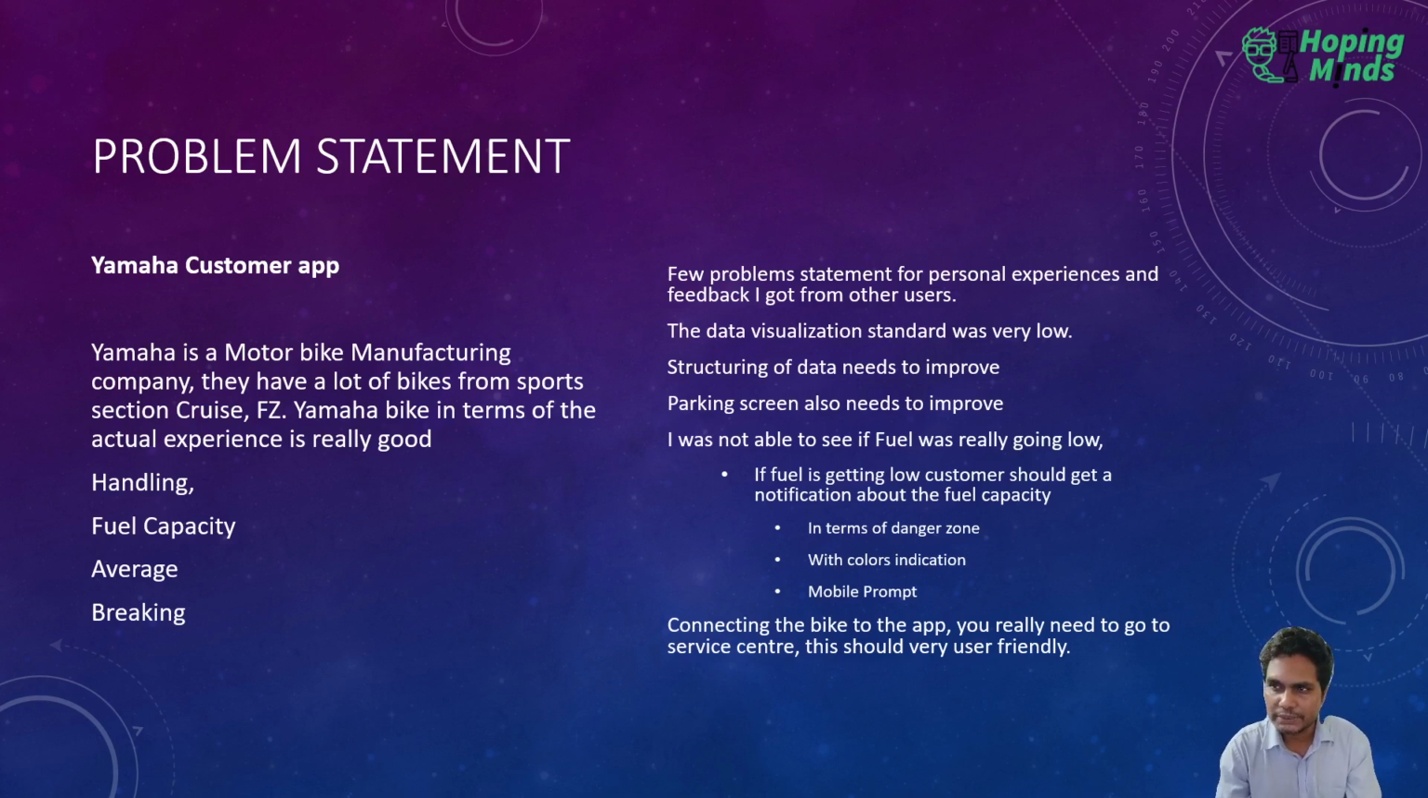motorbike manufacturing company. They have a lot of bikes from sports section, cruise, FG, and what this application should be doing is that it should be giving you the option for handling, fuel capacity, average, and braking if you're taking a lot of breaks. So what are the problem statement I found? The data visualization standard was very low. The structure of data needs to be improved. Parking screen also needs to improve.